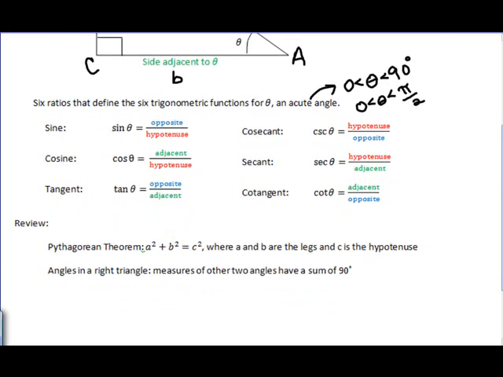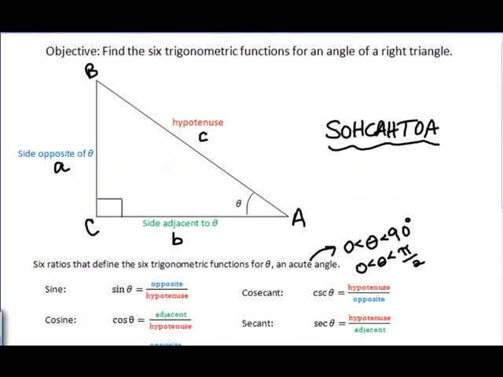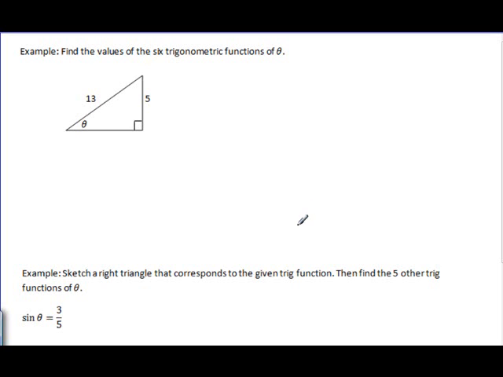Okay? Now, let's take a look at a couple of examples of how we can find the 6 trig functions of an angle theta. So I have a right triangle here. Notice that I know only two sides. I know the hypotenuse is 13, and I know the side opposite of angle theta is 5.